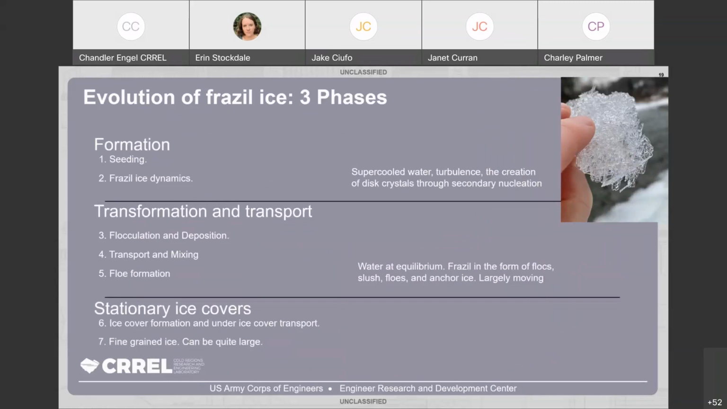Frazil ice is a major player in a larger process of river ice formation that we're going to discuss. Frazil ice evolves significantly from the moment that it's first created to wherever it eventually ends up.